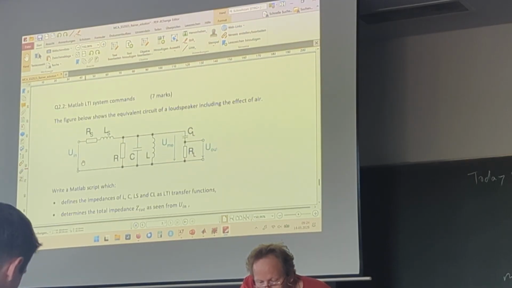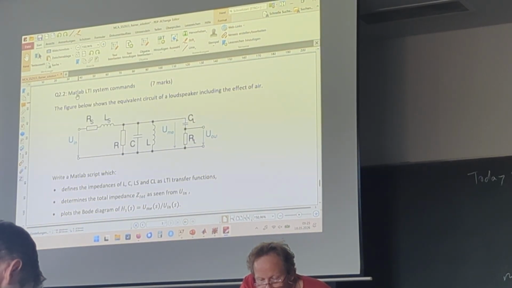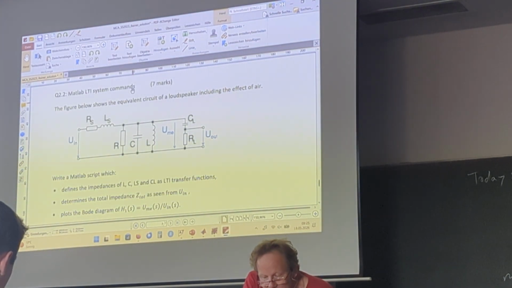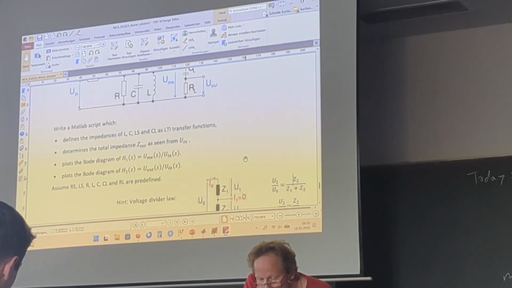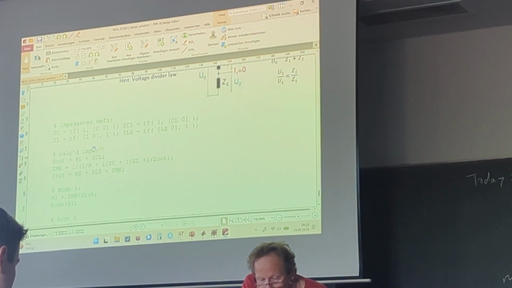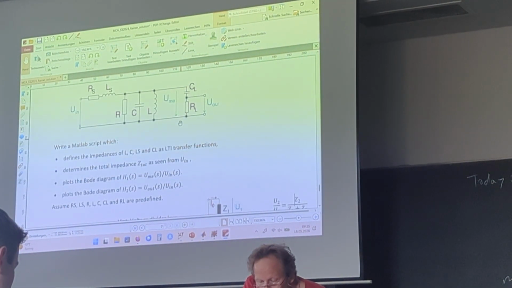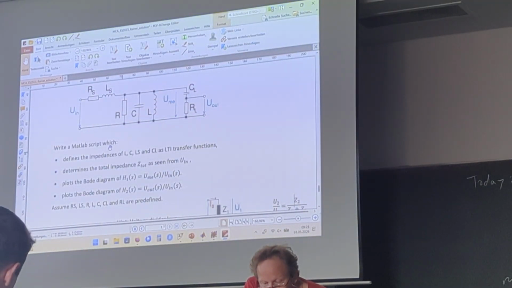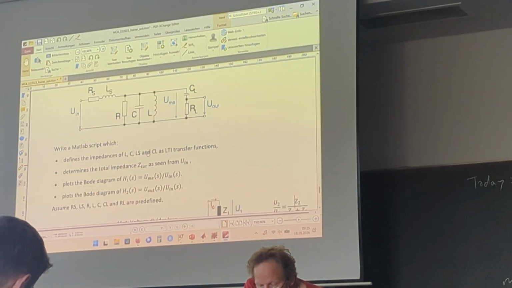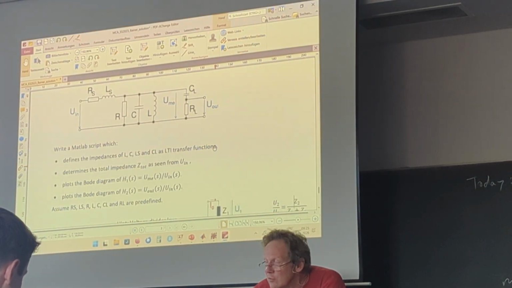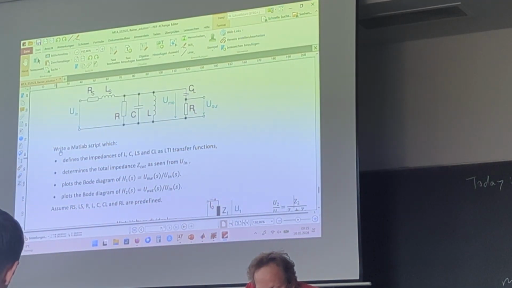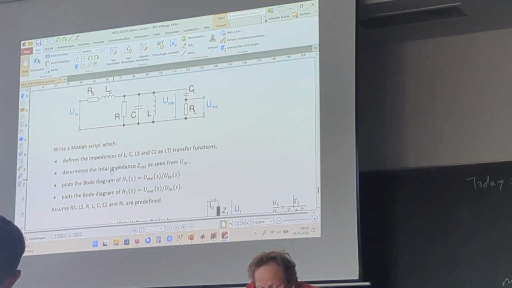Okay, and then a last one where we ask them about really MATLAB LTI systems. So there we want you to write something about some script. For example, we have here a circuit and we want them to define impedances. So you should know what is the impedance of an inductivity or a capacity. Then in these impedances we want to see the total impedance.